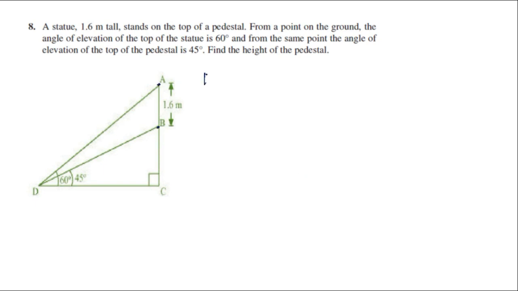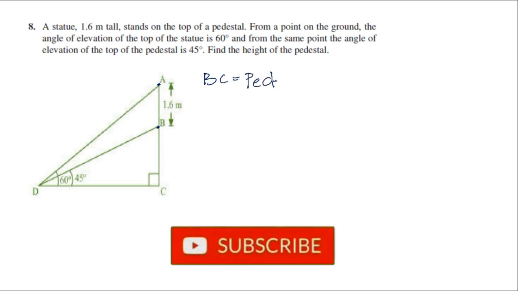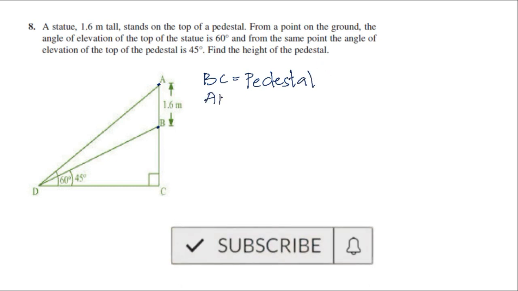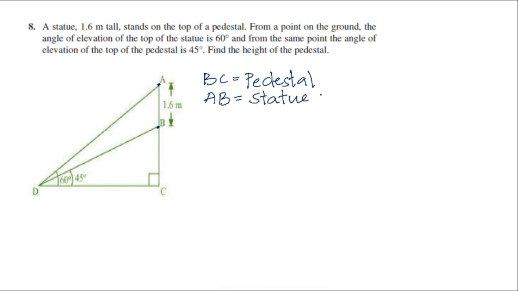Here I'll consider BC to be the pedestal. Pedestal means a stage-like thing. I'll consider AB to be the statue. The statue is given as 1.6 meters. If you consider the triangle BCD, tan of 45 degrees will be equal to BC upon CD.